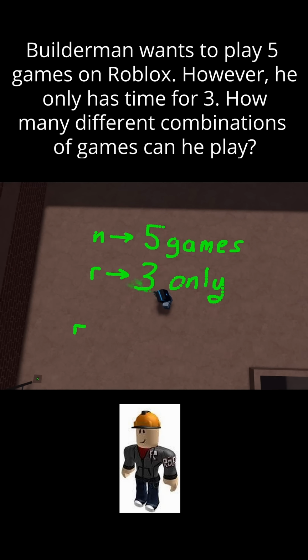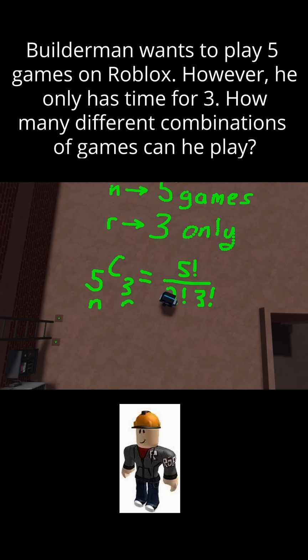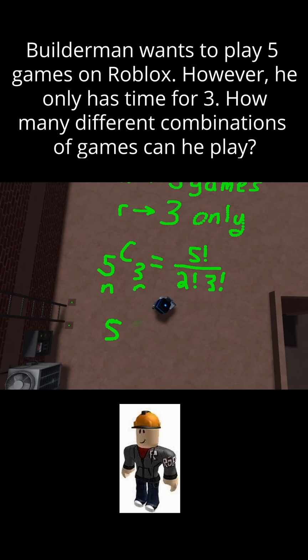That will be 5 C 3, and then remember that's n factorial, which is 5 factorial, divided by n minus r factorial. Well, 5 minus 3 is just 2, so that's 2 factorial. And then times r factorial, which is just 3 factorial. So let's solve this. I'm going to move down here. We have 5 factorial. I can write that as 5 times 4 times 3 times 2 times 1, which is just 5 times 4 times 3 factorial. And then what that allows me to do is cancel out the 3 factorial in the denominator here.